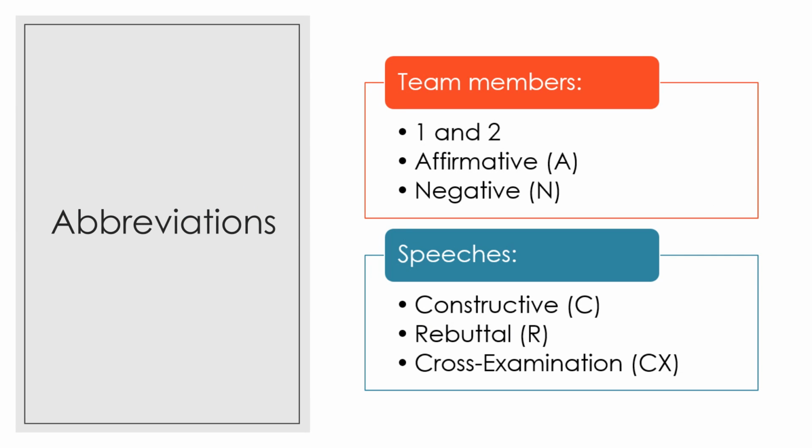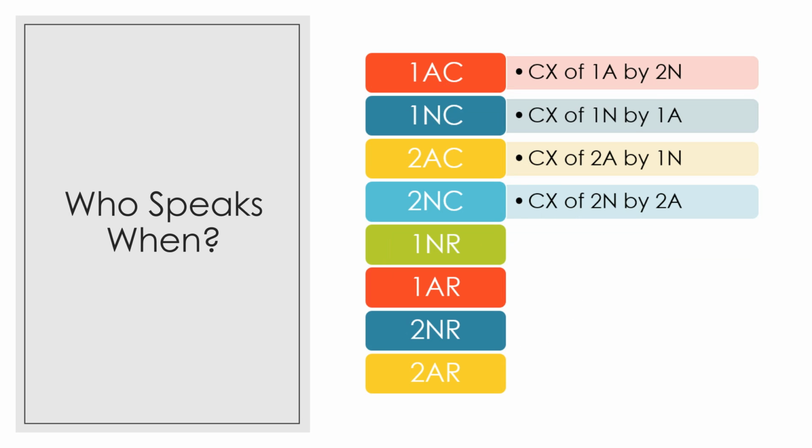There are some important abbreviations you may have noticed on that previous slide. The team members are broken up into 1 and 2 on the affirmative, A, and negative, N. Speeches are also listed with letters: C for constructive, R for rebuttal, and CX for cross-examination. So an actual debate round looks like this.